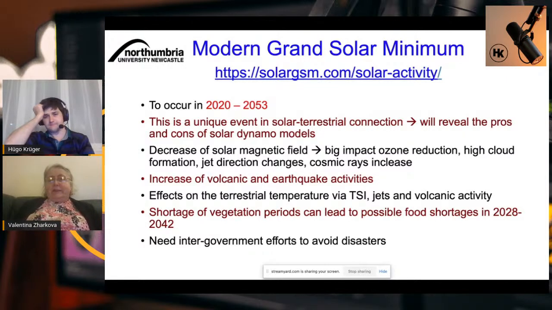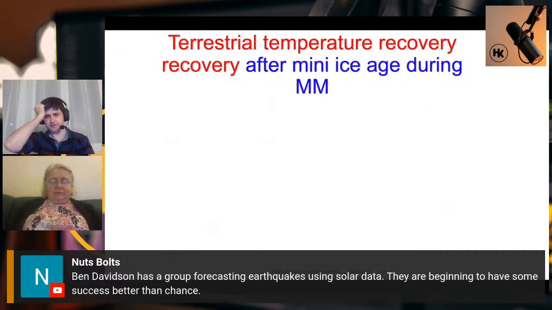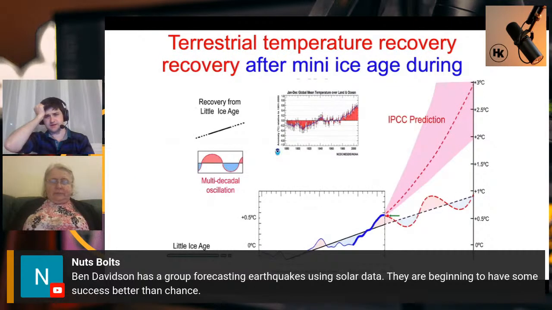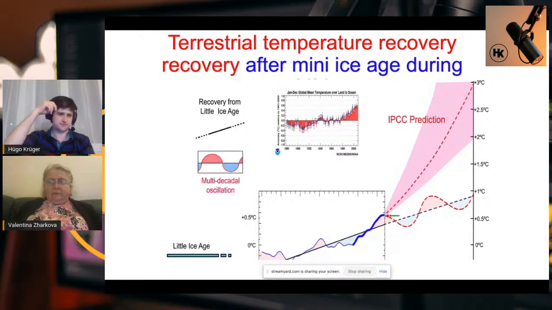It will be nice. So somebody else asked you a question here. They said Ben Davidson has a group forecasting earthquakes using solar data. They are beginning to have some better success than chance. Do you know anything of that? That people can forecast earthquakes and volcanoes with some accuracy now?